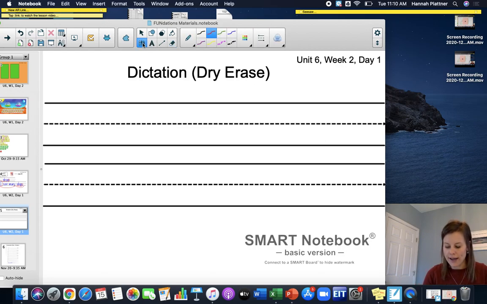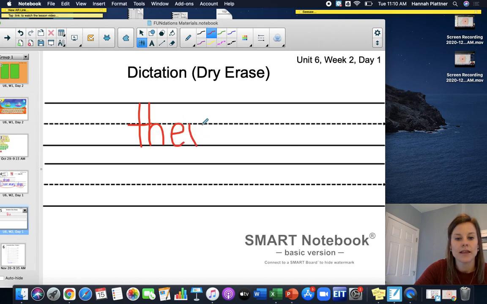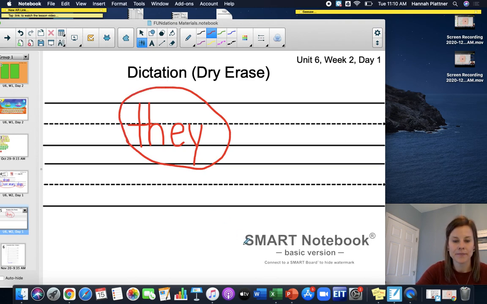All right, we're going to try a trick word. Let's write the trick word they. They. They are friends. I hear the sound at the beginning. And I can't sound out the rest of the word. Trick words are words I just have to know. They. And if you want to mark it up, go ahead and circle it. They. Perfect. Go ahead and erase if your board matches mine.